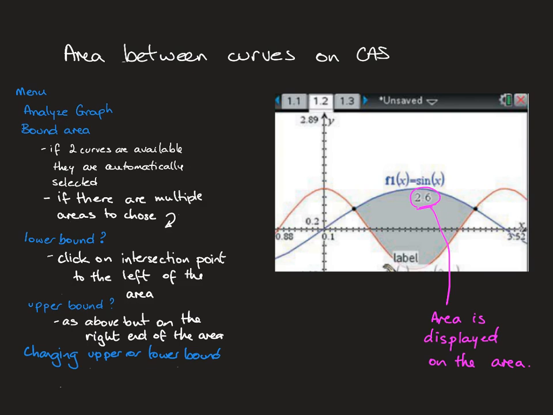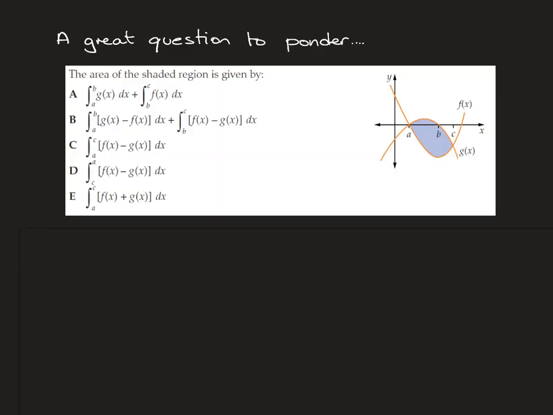Right, now let's have a look at an interesting question. So I really like this question because it really makes you think. The area of the shaded region is given by, so here's our area of our shaded region. So if we wanted to write it as a whole integral, it would be the integral from A to C. Our top function is g of x minus our bottom function, which is going to be the other one, obviously, which is going to be this one, minus f of x dx.